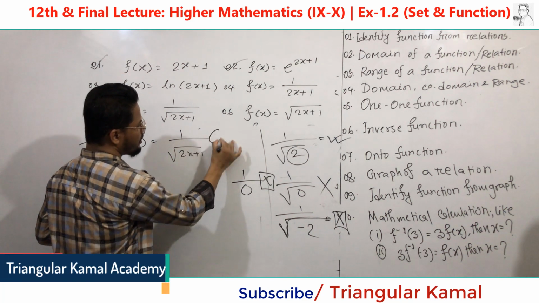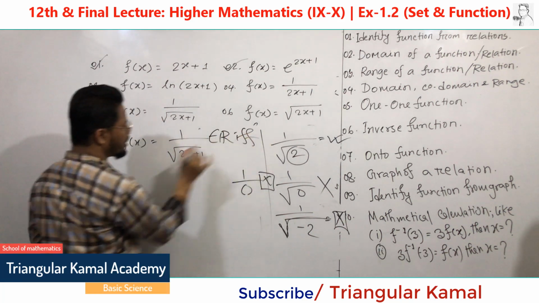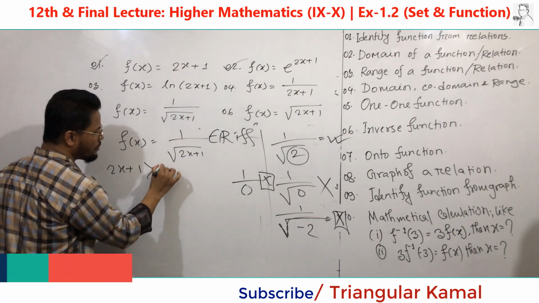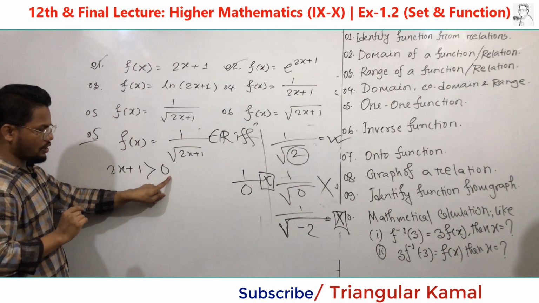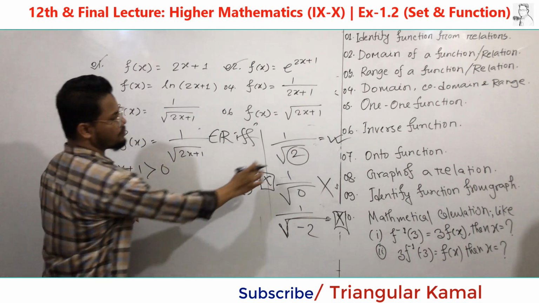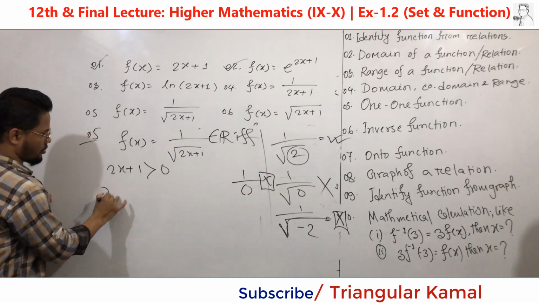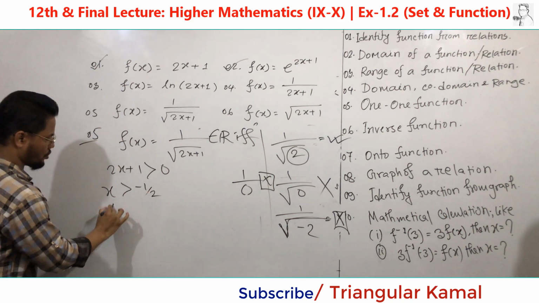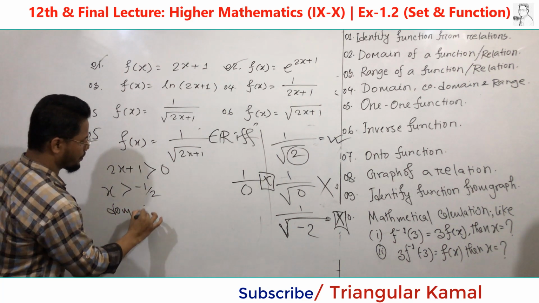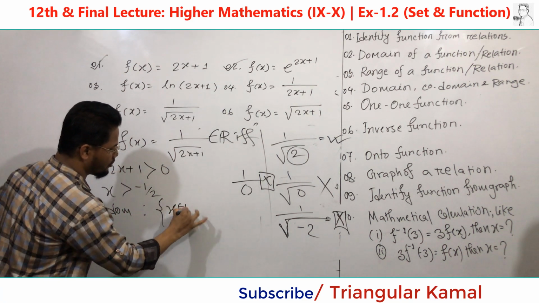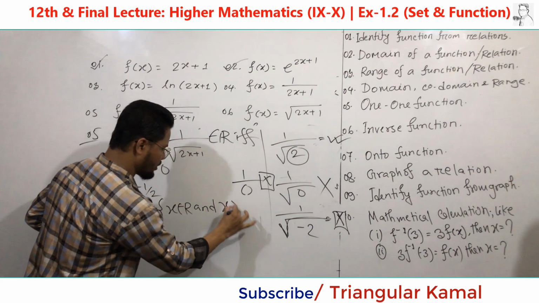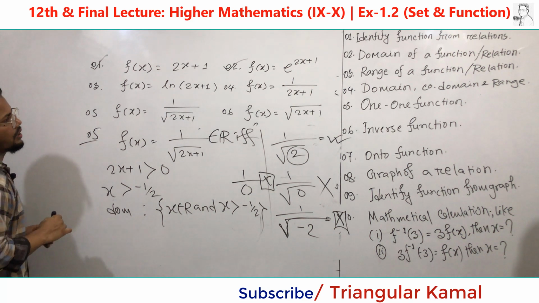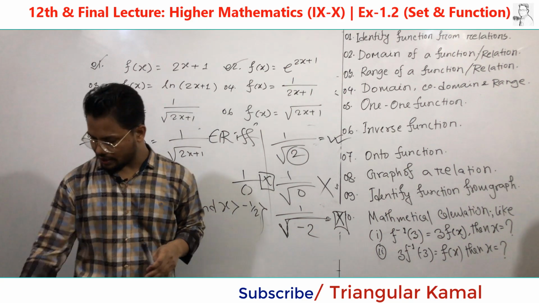So we can write that this belongs to R if and only if the denominator inside the square root is positive only. Not equal to 0 or smaller than 0, only positive is accepted here. So x is greater than minus 1 by 2. So the domain will be: dom f equals the set of x belonging to R such that x is greater than minus 1 by 2. This is the domain.